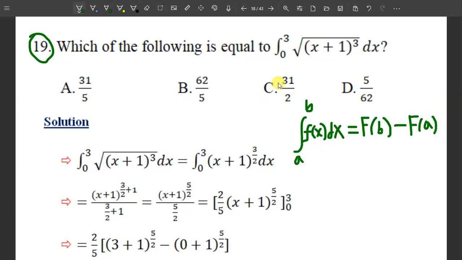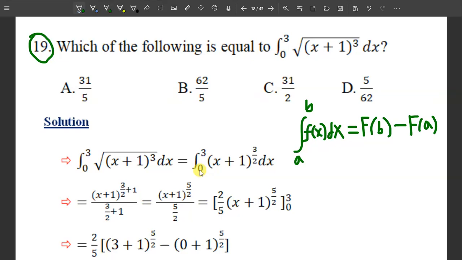Now let us deal with our question. The definite integral from 0 up to 3 of the square root of (x plus 1) cubed dx is equal to, we need to rewrite this one. We have to remove this radical by changing this expression into exponent form. Radical of (x plus 1) cubed can be written as (x plus 1) cubed to the power 1 over 2, and 1 over 2 times 3 is 3 over 2.